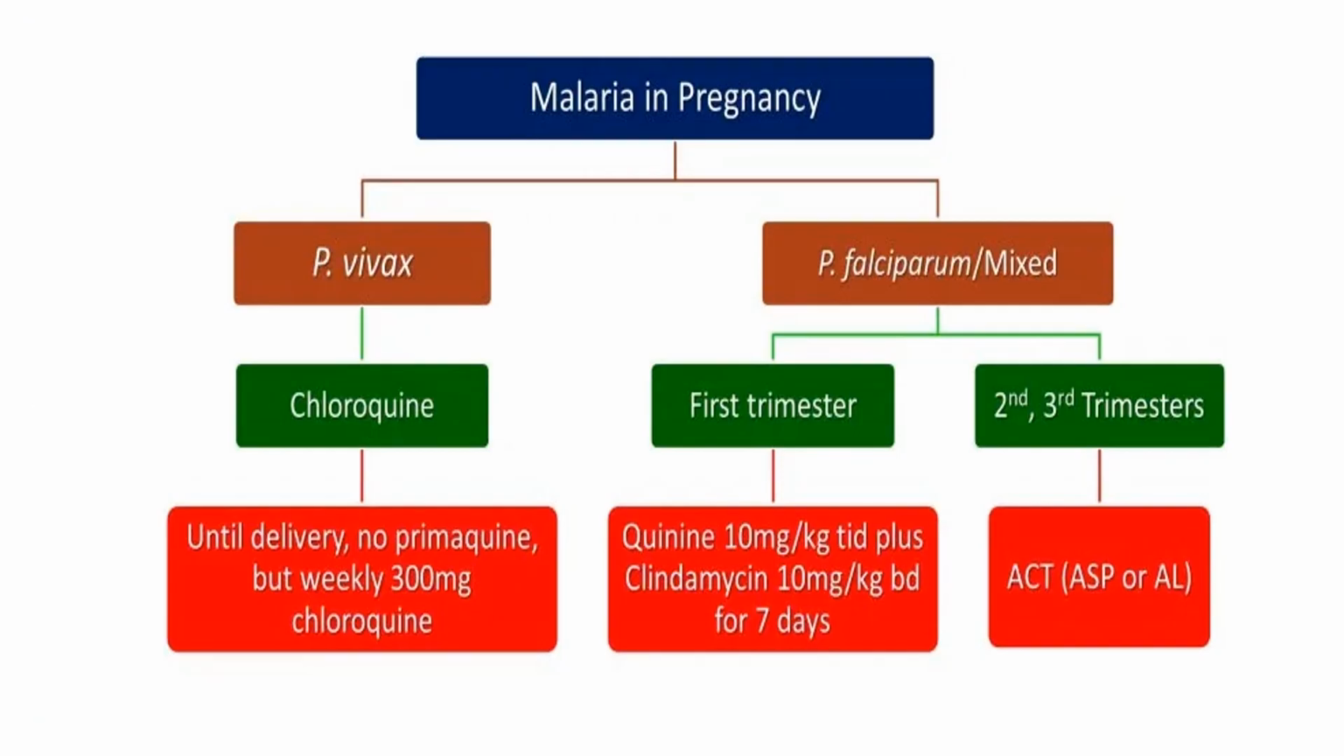In case of malaria in pregnancy, this is the algorithm you need to follow. In case of Vivax, the management is based on chloroquine, and until delivery, no primaquine, but weekly 300 mg chloroquine to be given. In case of falciparum malaria in pregnancy or mixed malaria, in the first trimester, quinine 10 mg per kg 3 times daily, plus clindamycin 10 mg per kg BD for 7 days. If it happens in the second and third trimester, then you have to follow the artemisinin combination therapy, depending on the stage it is coming.